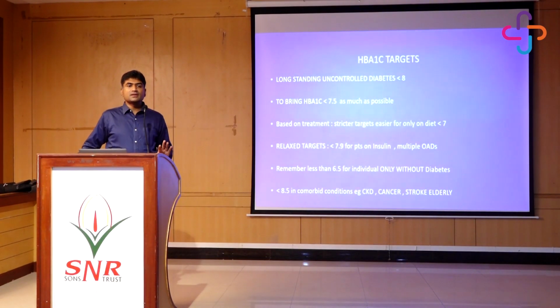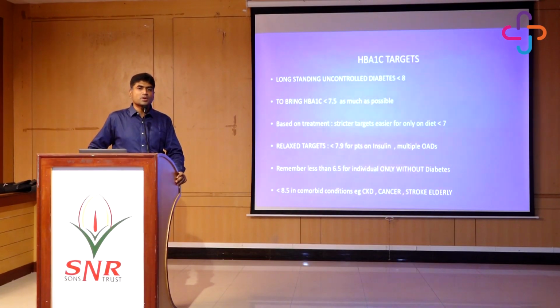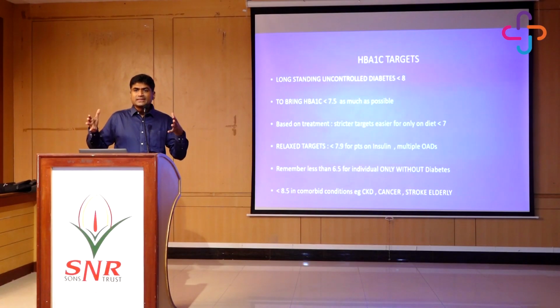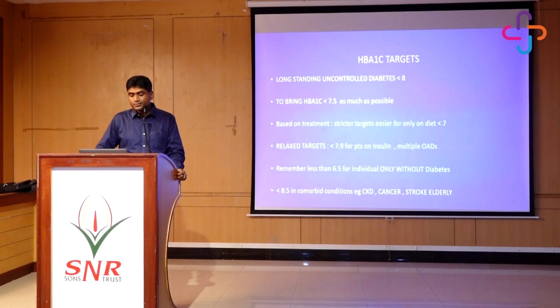So in general, try to bring the HbA1c less than 7.5 as much as possible. There is a holistic approach, that's all. So the HbA1c control is also based on treatment. So it's not just a mere number. So what is the intensity of treatment the patient is on? Just diet alone, or OADs, oral antidiabetic agents alone, or plus insulin. So stricter targets can be easily achieved for individuals who are only on diet.